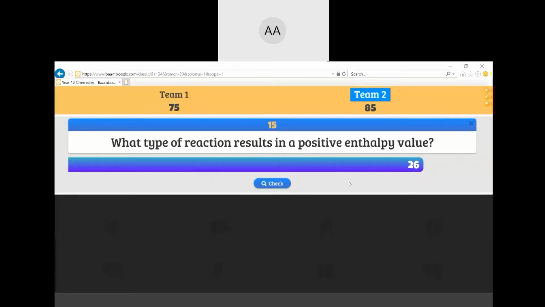Definitely cycle 3. Chemistry. How are we doing here? Time's going, team 2. This is the final question. Are you sure you want to give that answer? Okay, let's go.